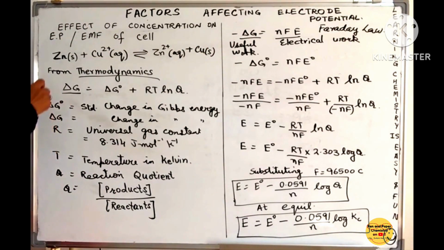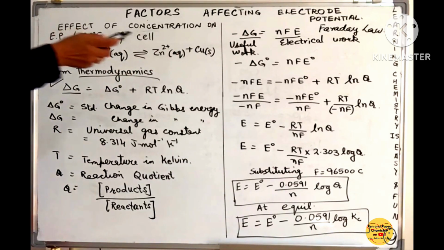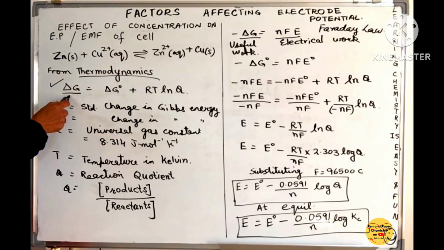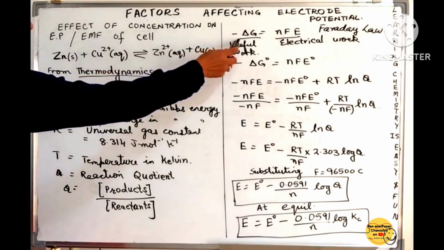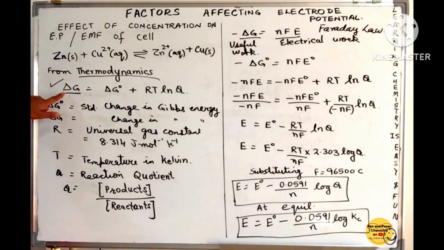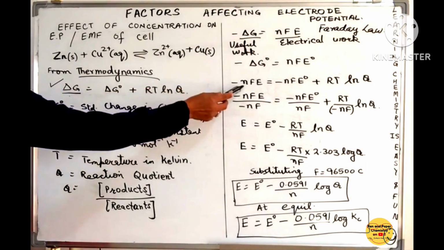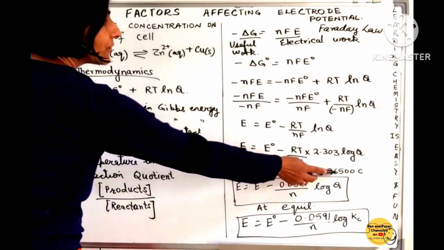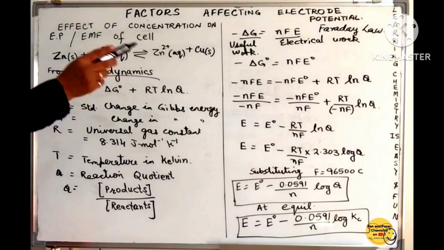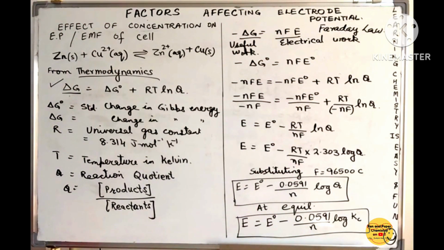So what I'm going to do is take some bits and pieces from thermodynamics and some from Faraday's law. If you notice over here, I can replace delta G by negative nFE, because here minus delta G is nFE. So we have the expression minus nFE. n stands for the number of electrons involved in that change. F stands for the Faraday constant, 96500 coulombs. E stands for the EMF of a cell.